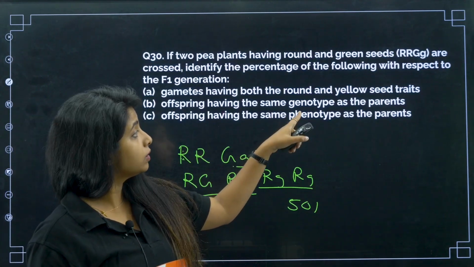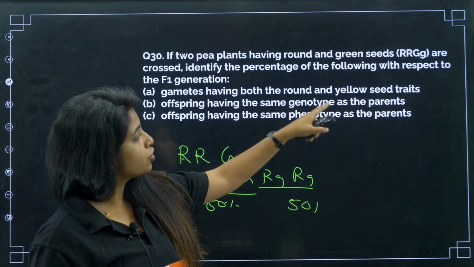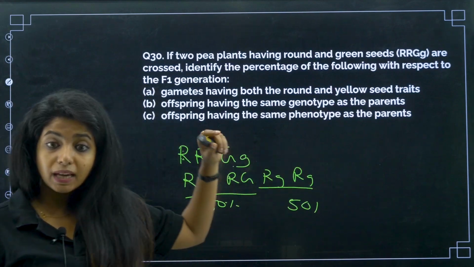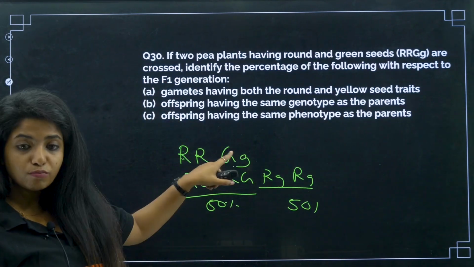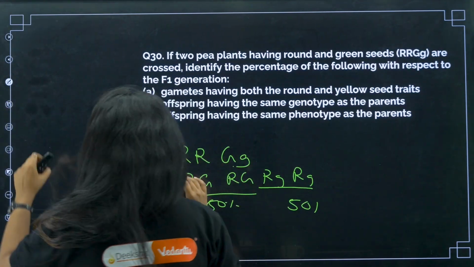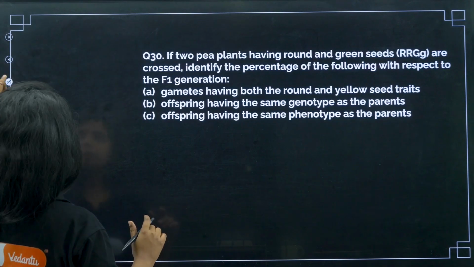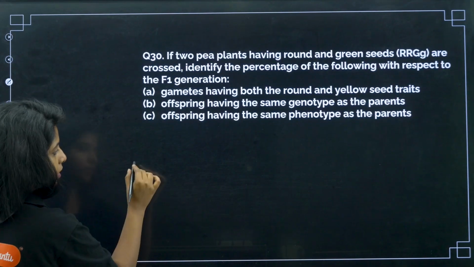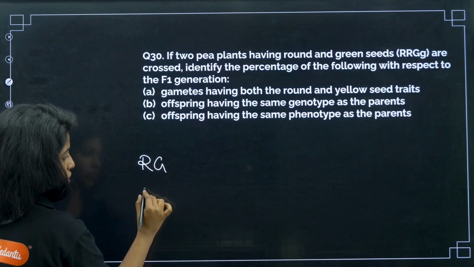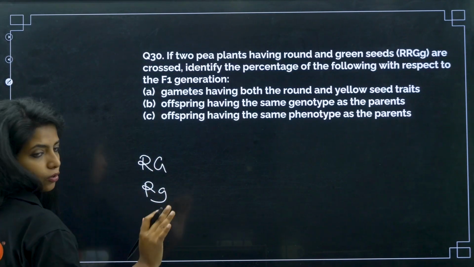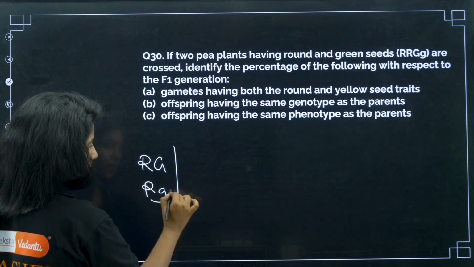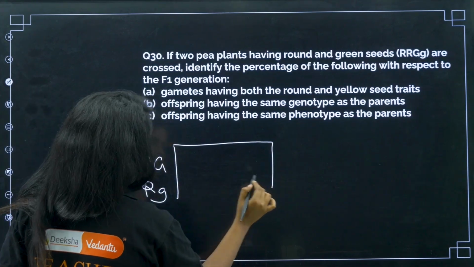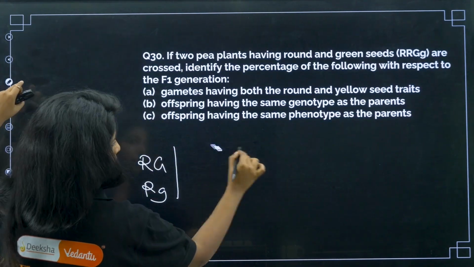Offsprings having the same genotype as the parents, as in the same genotype. How will you find that? You have to make a cross. How will you make the cross, my dear children? You have to do it like this. So, what are the gametes? You have capital R, capital G, capital R, small g. This is the combination of gametes. So, one parent's gametes I am putting over here. The other combination, just a second.